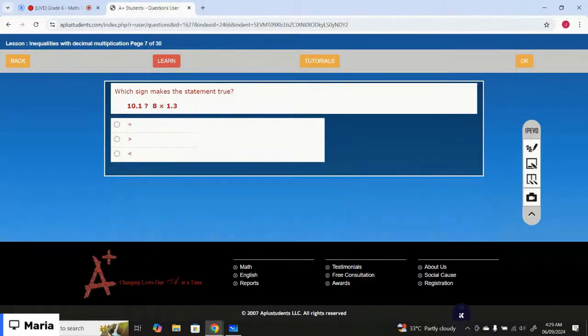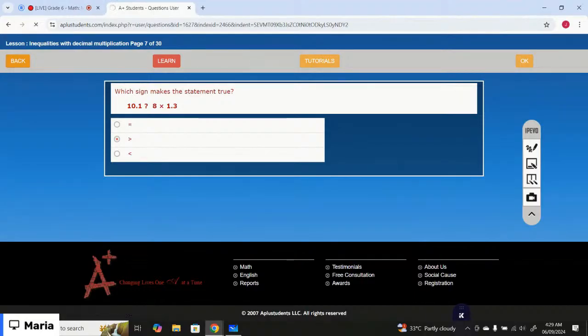So, which is the correct option? 10.1 is greater than 8 times 1.3. Greater it is, right? Okay, you can complete the lesson yourself later today.